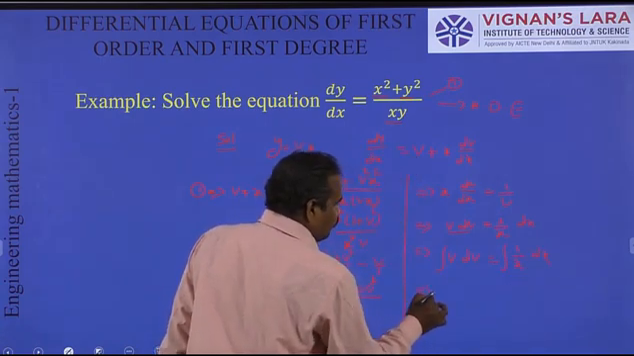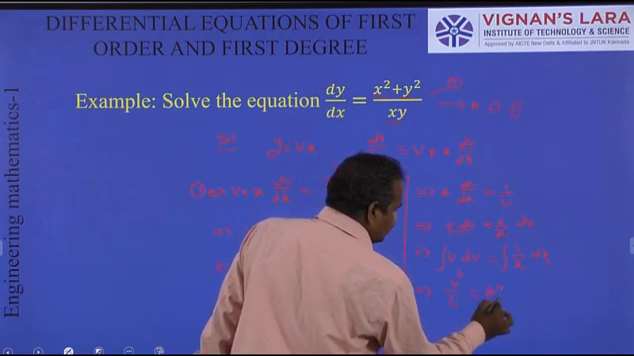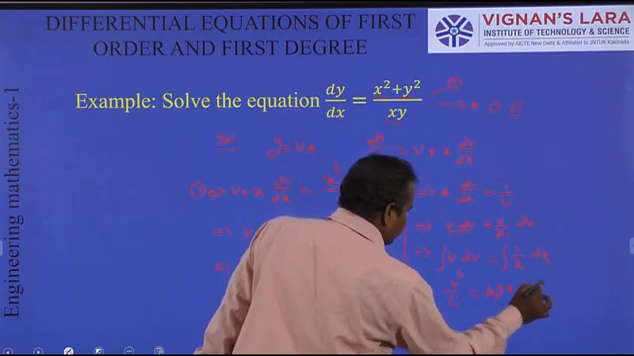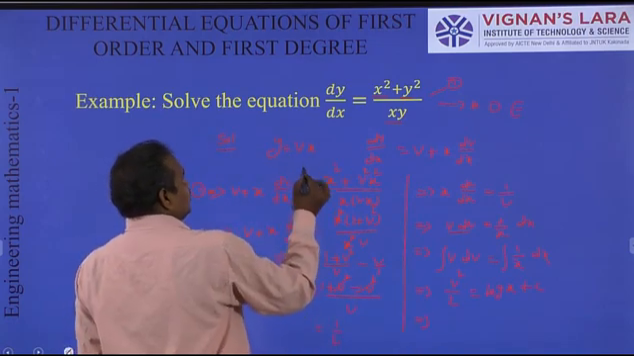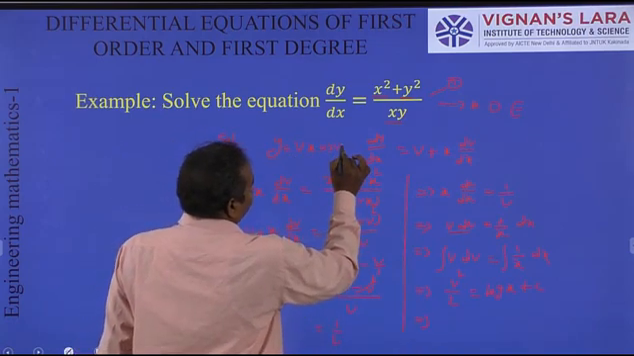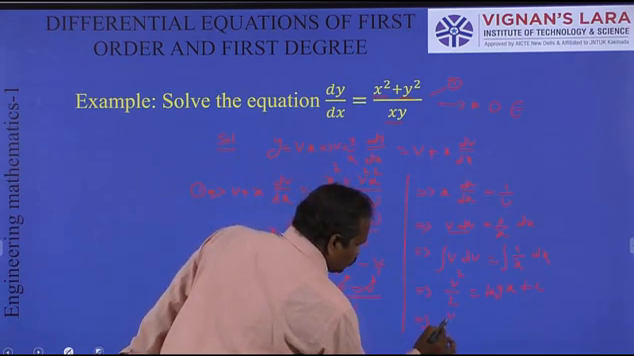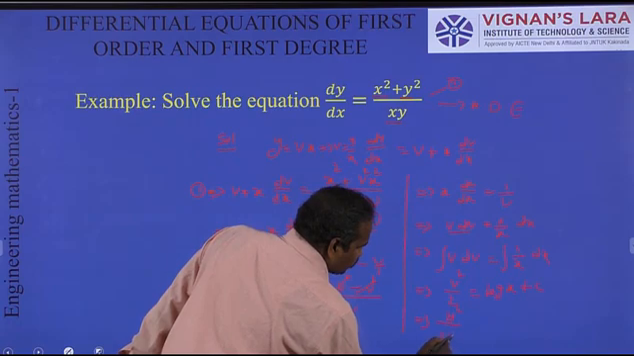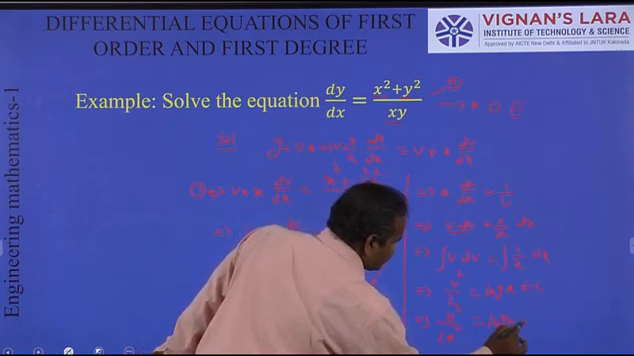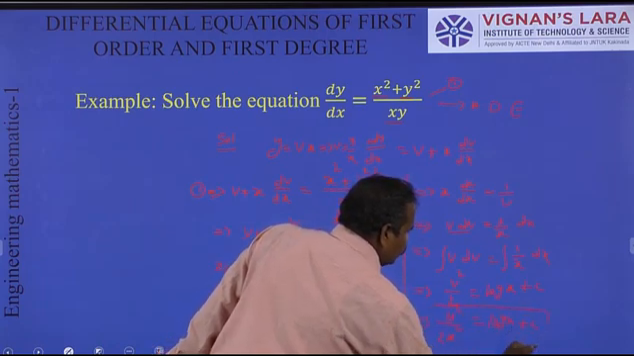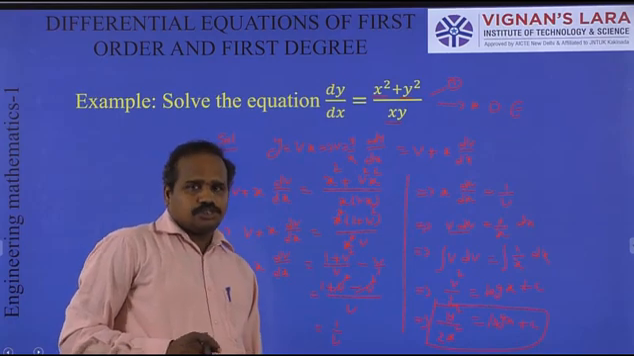What is the integration of v? v square by 2. The integration of 1 by x is log x plus c. Now, what is the value of v? y is equal to vx, so from this, v is equal to y by x. So substitute v as y by x. This changes to y square by 2x square is equal to log x plus c. So like this we solve the homogeneous differential equations.